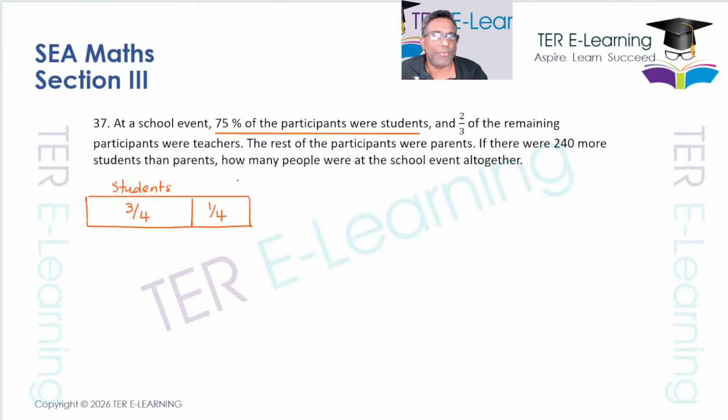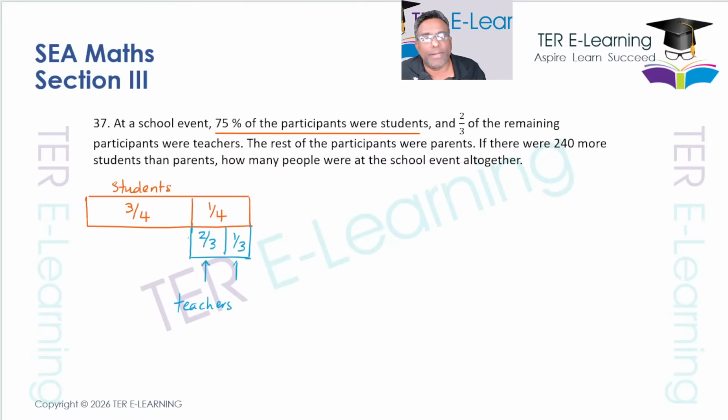Now, 2/3 of the remaining participants were teachers. So let's break this block up further. I'm going to break up this remainder into 2/3 and 1/3. So this here is 2/3, and this has to be 1/3. What are we saying here? 2/3 of the remaining participants were teachers, so this here represents our teachers.